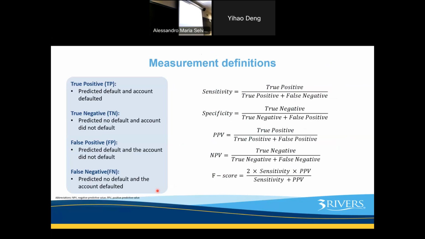Sensitivity: out of all the loans that defaulted, what proportion did we get right? Specificity: out of the ones that didn't default, what proportion did we get right? Positive predictive value: of those that we predicted to default, what proportion did we get right? Negative predictive value: of those we predicted not to default, what proportion did we get right? And then finally, F-score, which is a harmonic mean of the sensitivity and the positive predictive value. And this was our measure to determine what the best fits were.